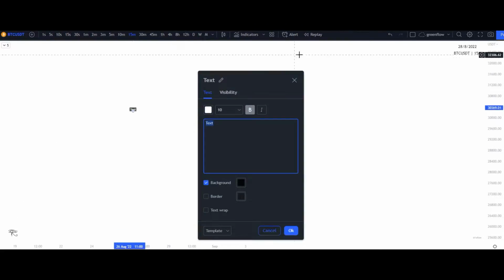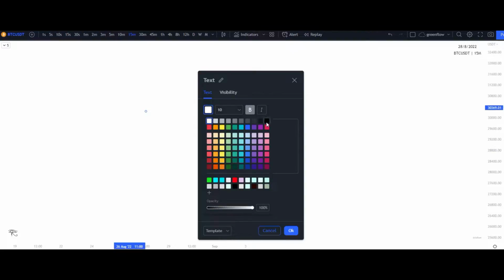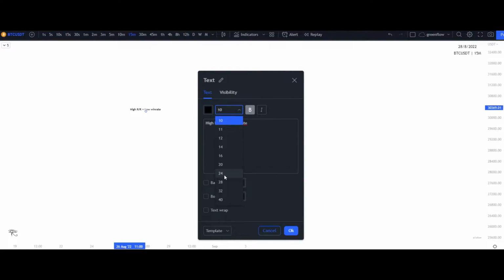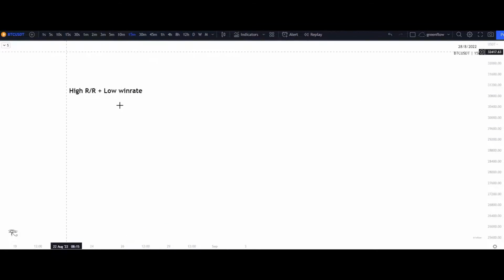Now, what is SMC and how does this work, right? With a high R&R versus low win rate setup. So we're going to go ahead and put down high R&R plus a low win rate. This means there will be multiple instances, multiple times. Let's just get rid of this background, make this black, make this a lot larger. But we have a high R&R and a low win rate setup.